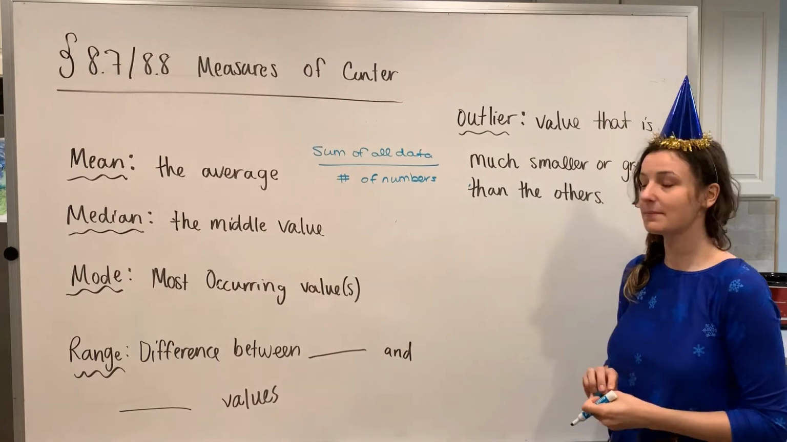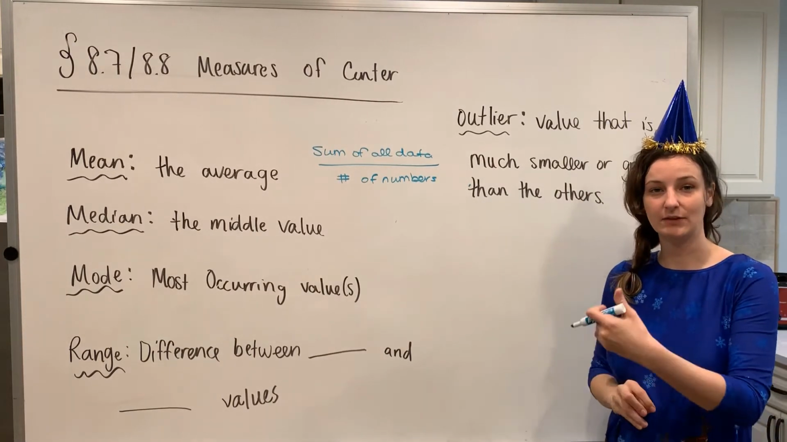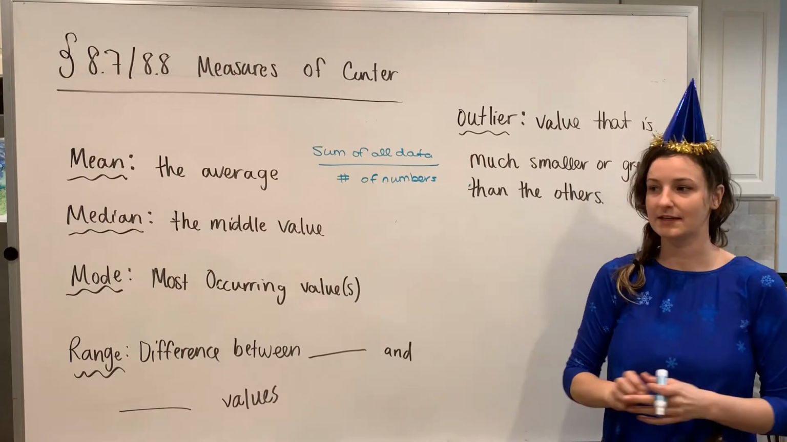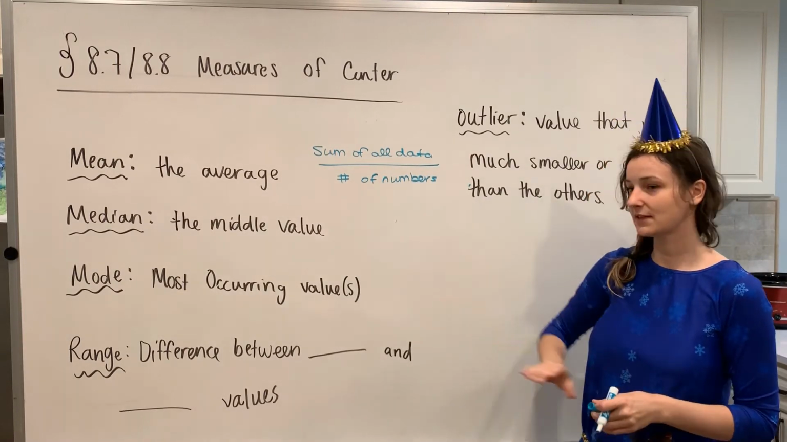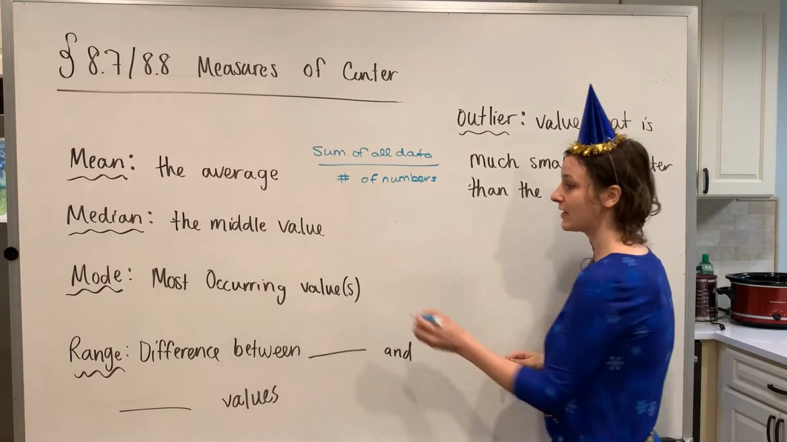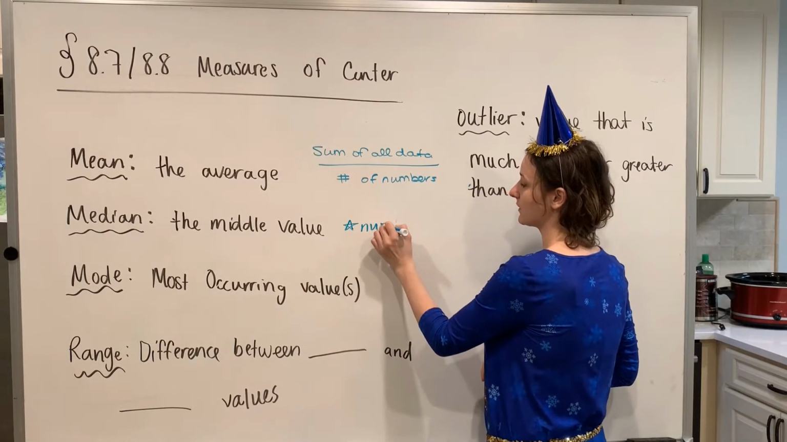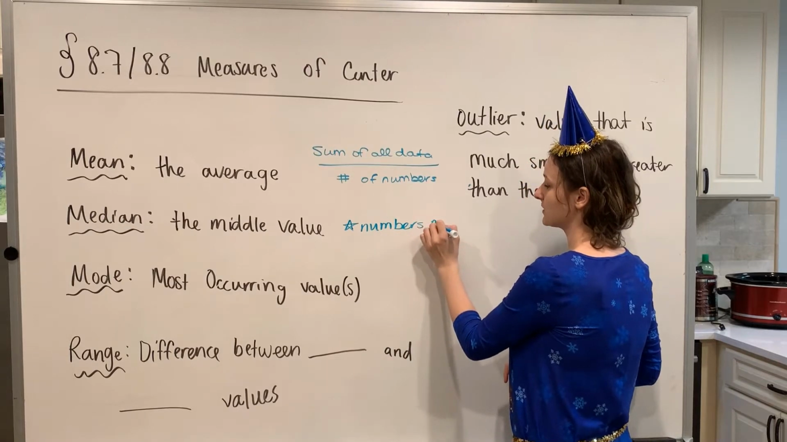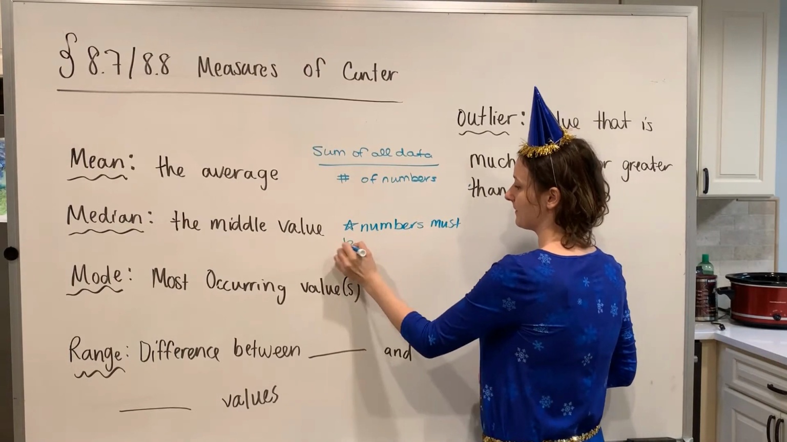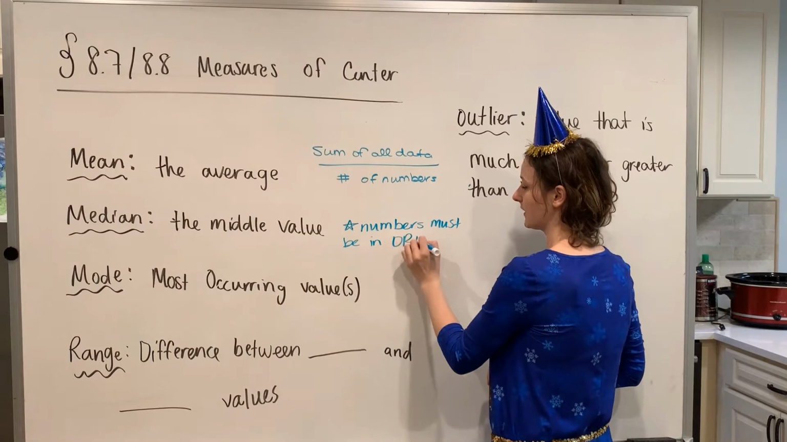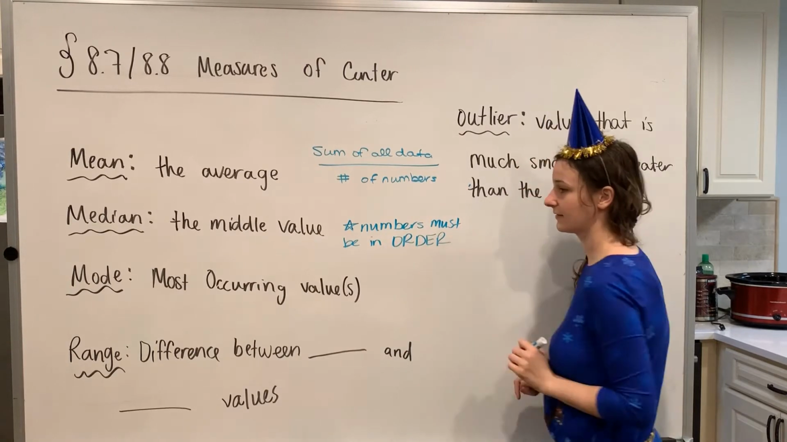The median is the middle number. So if I had them listed 1, 2, 3, 4, 5, 6, 7, 8, 9, 10, 5 again would be the median because it's that number right in the middle. There's a key thing here: the numbers must be in order to find the middle number. So the numbers must be in order to find your median, okay?